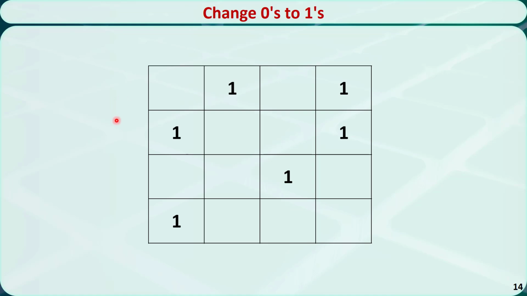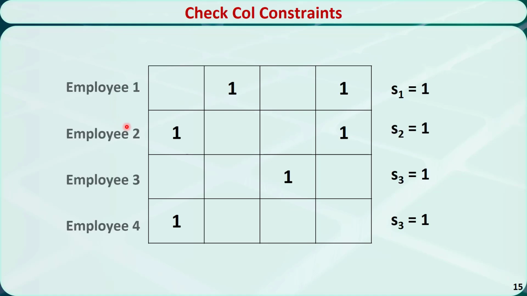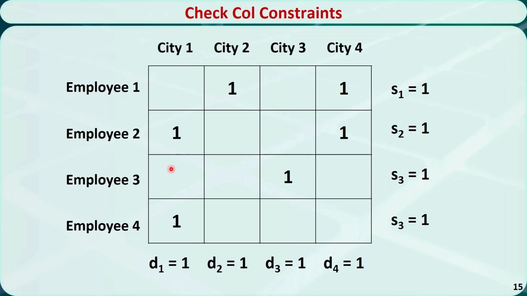Every employee must be relocated to only one city, so the sum of each row should be 1. Each city must receive only one employee, so the sum of each column should be 1. For the first column, the sum should be equal to 1, but now we have 2. We don't know which one should be removed.